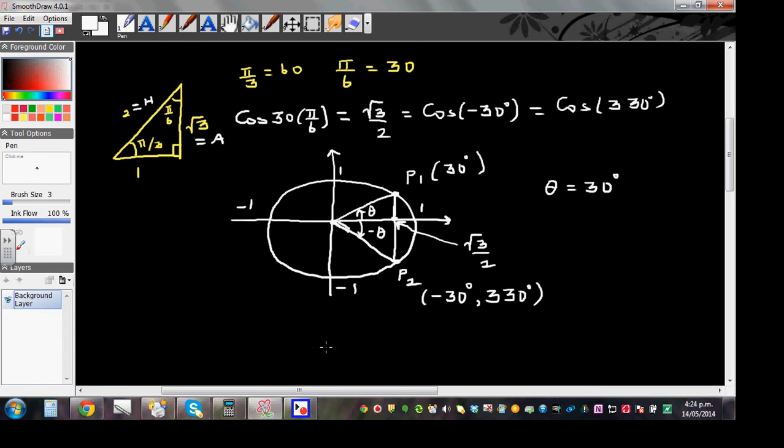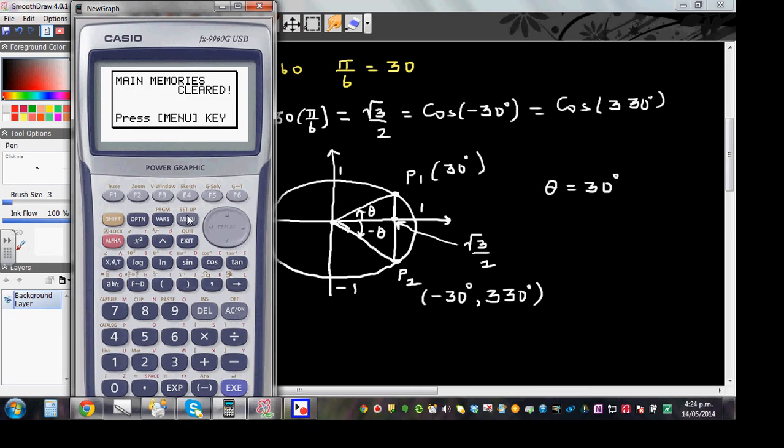So let me show you that on a calculator. If you press cos 30, it will be 0.8. I have to change this mode to degrees. So let me change this into degrees. So cos 30 is 0.866. And if you go cos of minus 30, that will be the same answer. Or if you go cos 330, it will be 0.866.